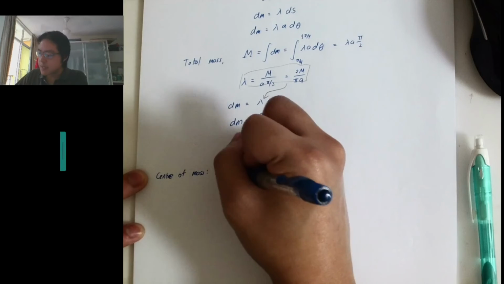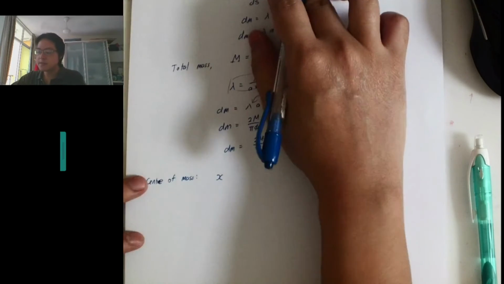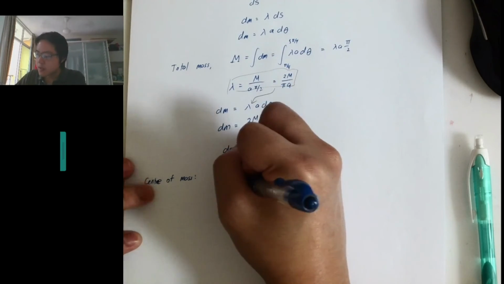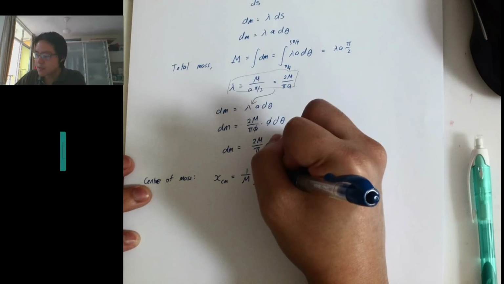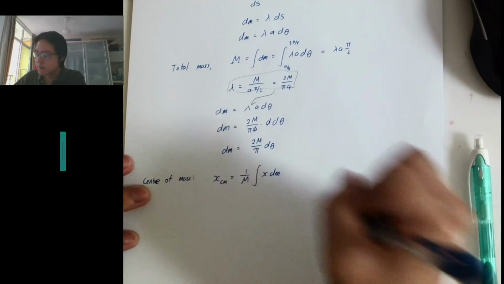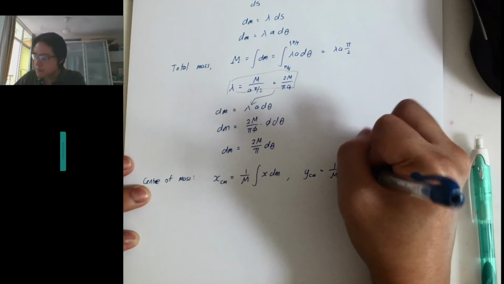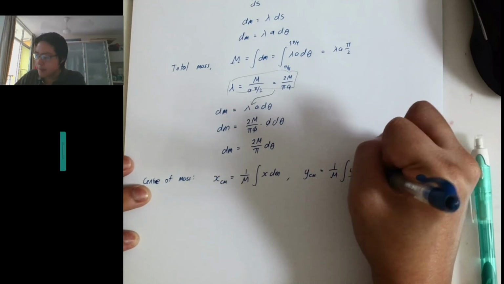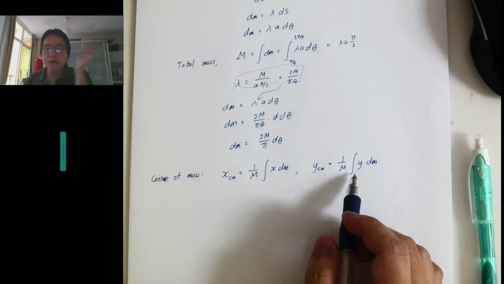So to get the center of mass, I need to get my xy coordinates of the center of mass. My xy coordinate of the center of mass uses the formula, right? The x coordinate is 1 over m times the integral of x dm, and the y coordinate is 1 over m times the integral of y dm.